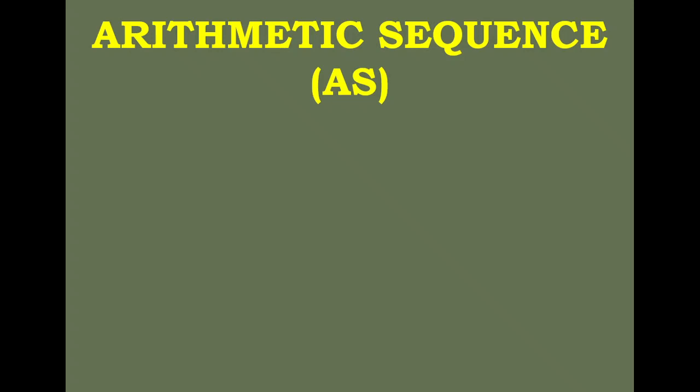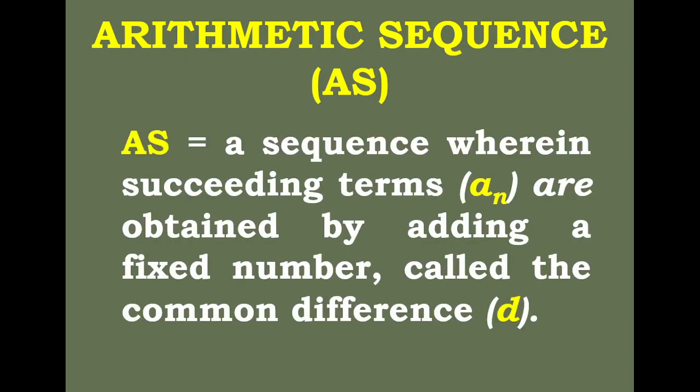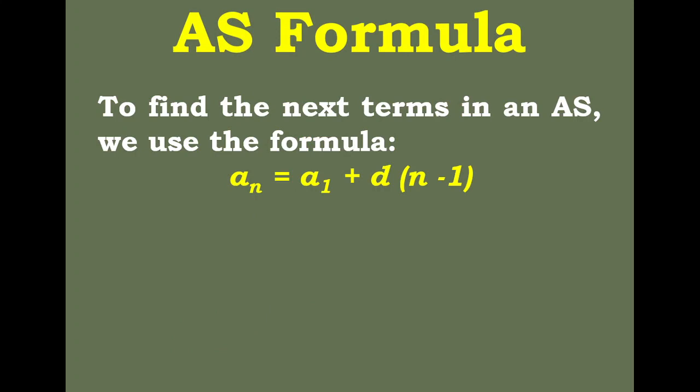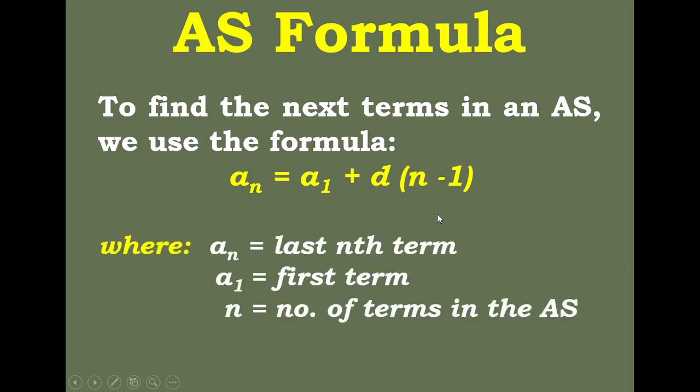Now let's define arithmetic sequence. An arithmetic sequence is a sequence wherein succeeding terms are obtained by adding a fixed number called the common difference. So to find the next terms in an arithmetic sequence, we use the formula a sub n equals a sub 1 plus d times quantity n minus 1, where a sub n is equal to the last term, a sub 1 is equal to the first term, and n is equal to the number of terms in the arithmetic sequence.